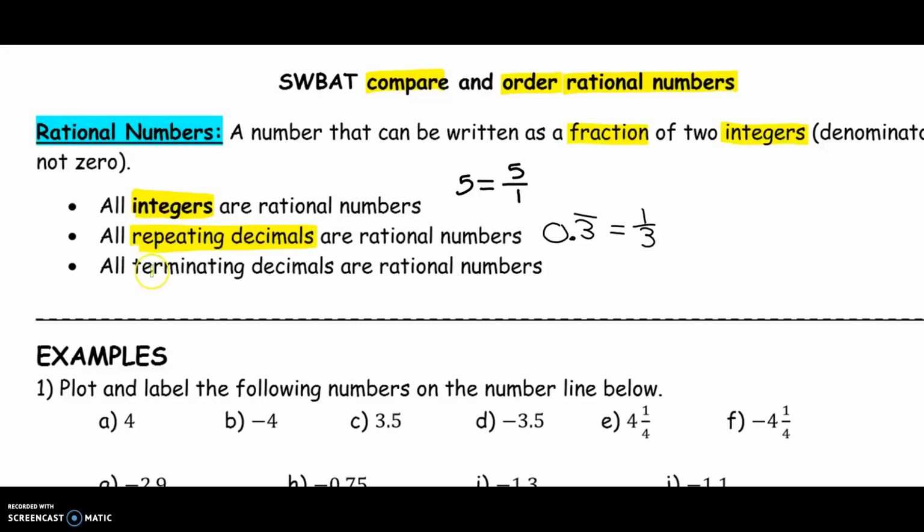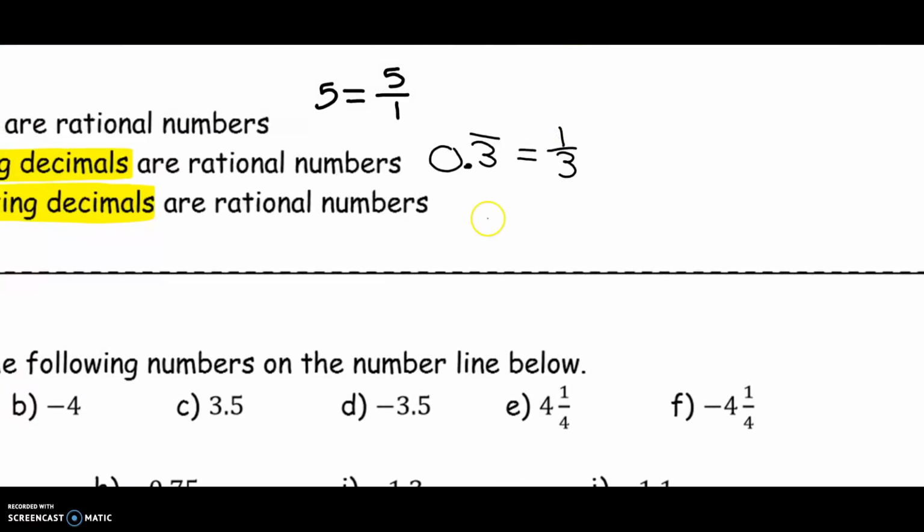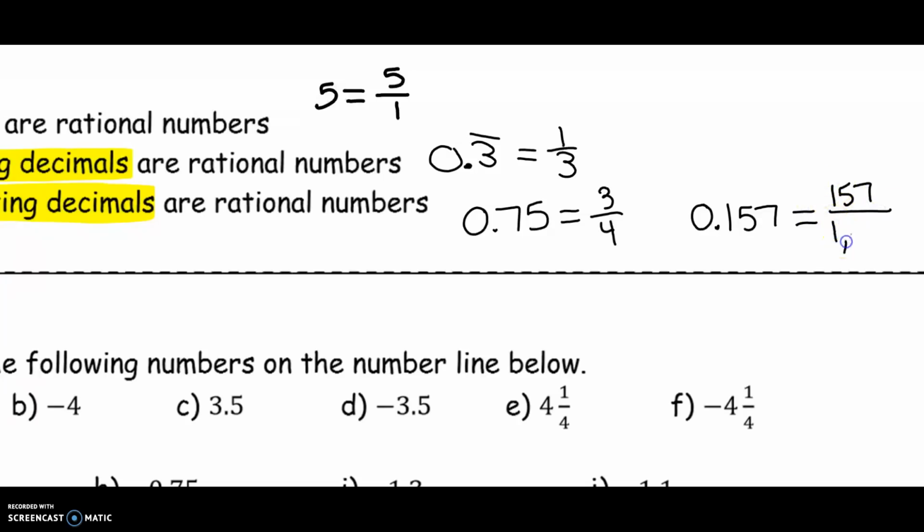And last, all terminating decimals are rational numbers. A terminating decimal is a decimal that terminates or ends. It does not go on forever and it does not repeat. So for example, 0.75 is a terminating decimal, and we know that can be written as 3/4, or even a bigger one, 0.157, or 0 and 157 thousandths, can be written as 157 over 1,000, which is a fraction of two integers.